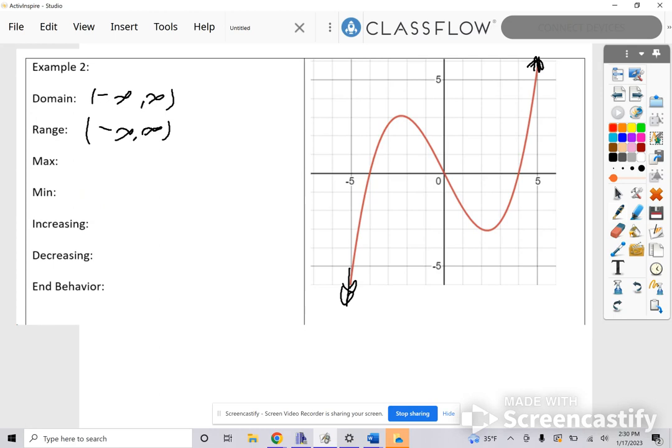Okay, continuing on. I've got a minimum on this one as well. Okay, let's just make our numbers nice here. Let's call that 2.5, -3.